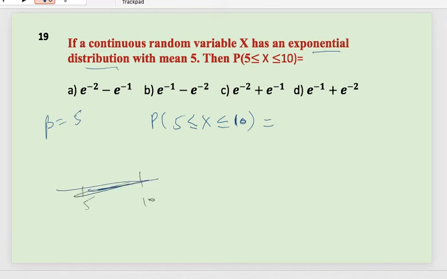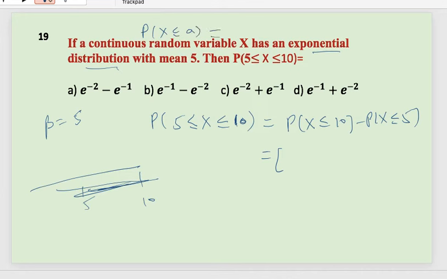I have to find the probability of x less than 10. From that, we subtract the probability of x less than or equal to 5, so my answer is we can use the CDF formula. Remember the CDF: the probability of x less than or equal to a can be remembered as 1 minus e to the power minus a by beta. So here I can write 1 minus e to the power minus 10 divided by beta, where beta is 5. This is my first part.